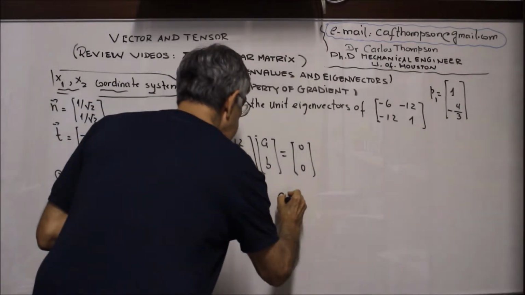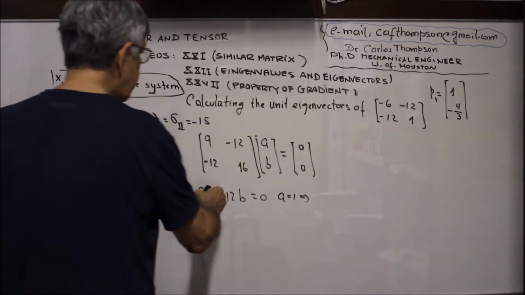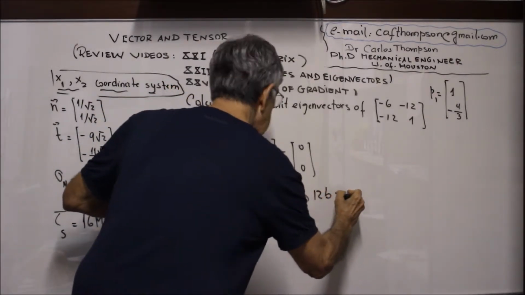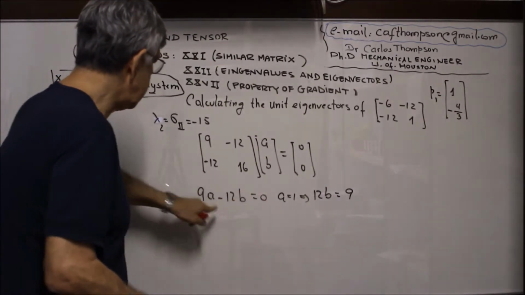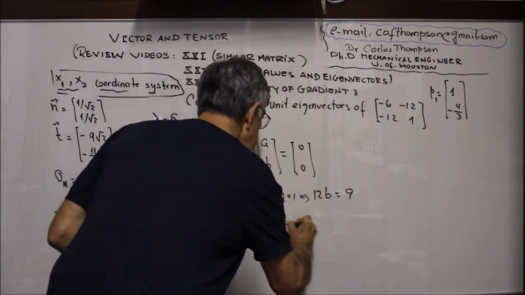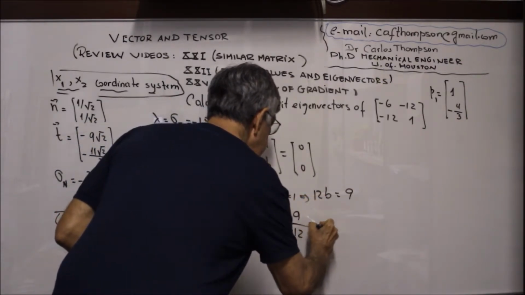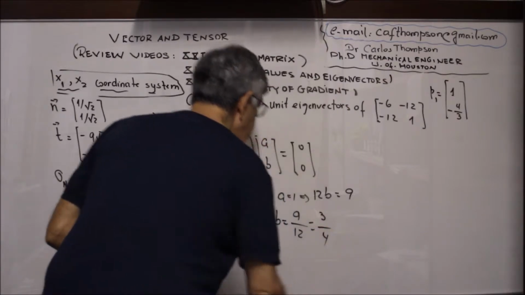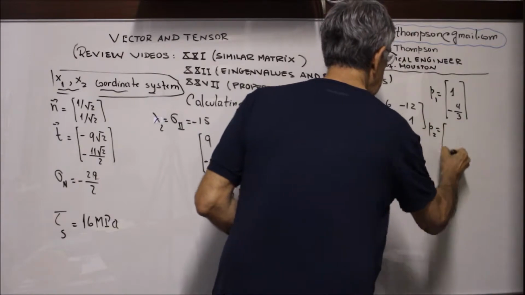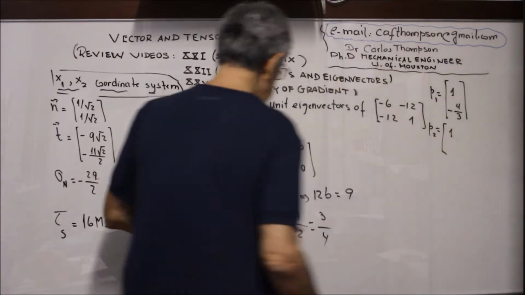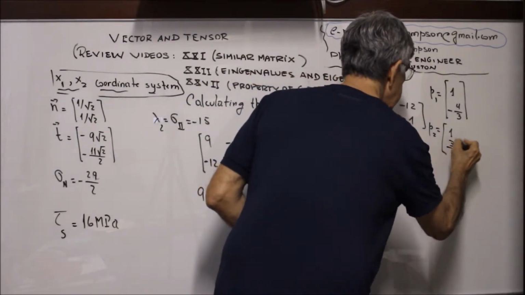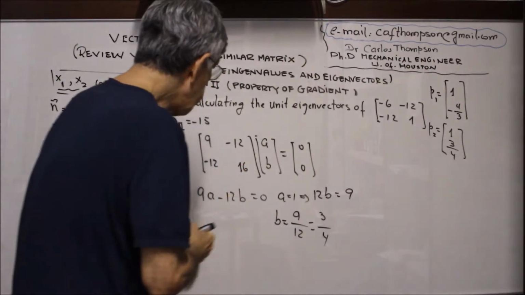So for a equal to 1, then we have 12b equal to 9. So b is equal to 9 divided by 12. If divided by 3, it will be 3 divided by 4. So P2 will be 1 and here 3 divided by 4.